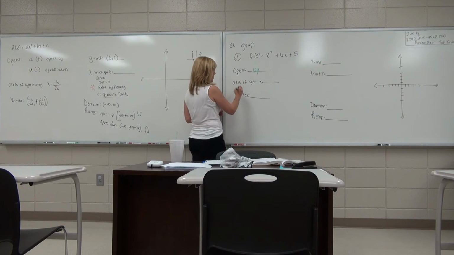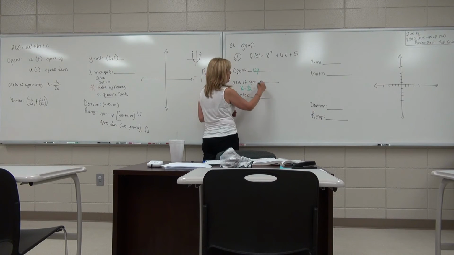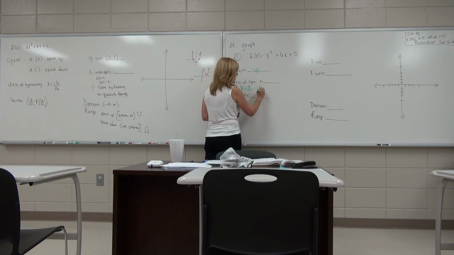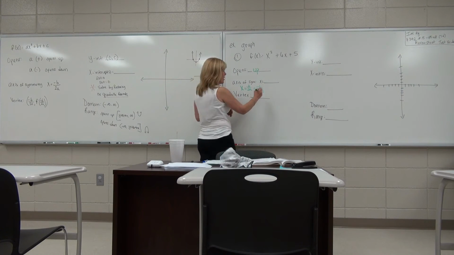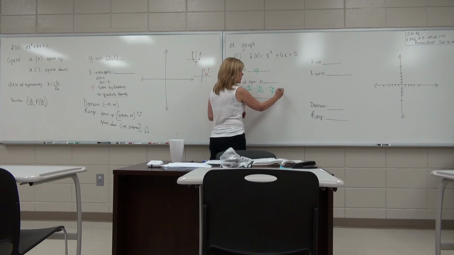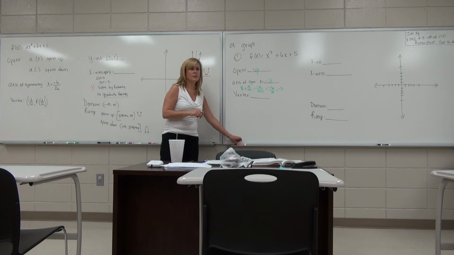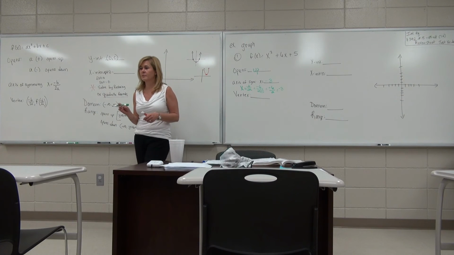Axis of symmetry is x equals negative b over 2a. Well, let's see, what is that? What's b in this problem? 6. That's negative 6 over 2, and a is 1, right? So what is negative 6 divided by 2? Negative 3. So my axis of symmetry is the line x equals negative 3. Is everybody okay there?